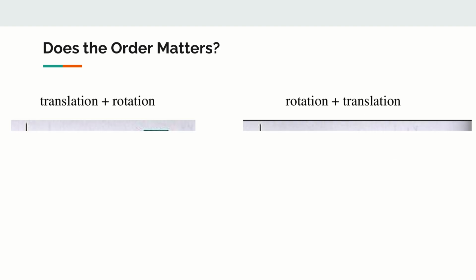And the question is, does the order of the matrix operation matter? Yes, it does. In the left figure, we are performing translation and then rotation, whereas in the right image, we are performing rotation first and then translation. The results are different.